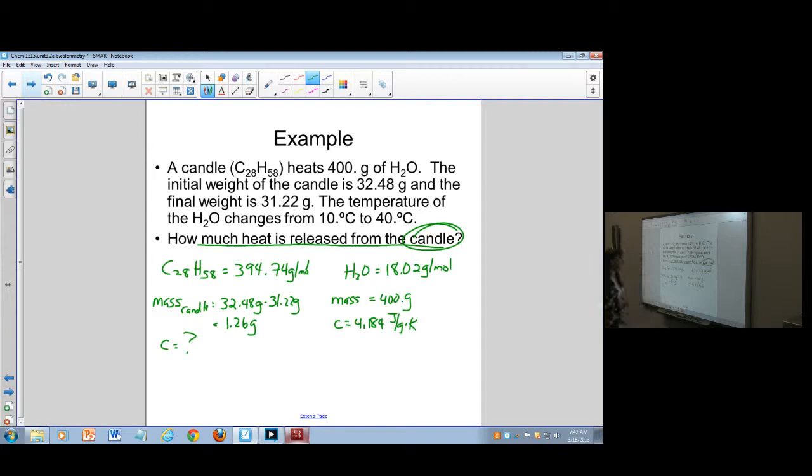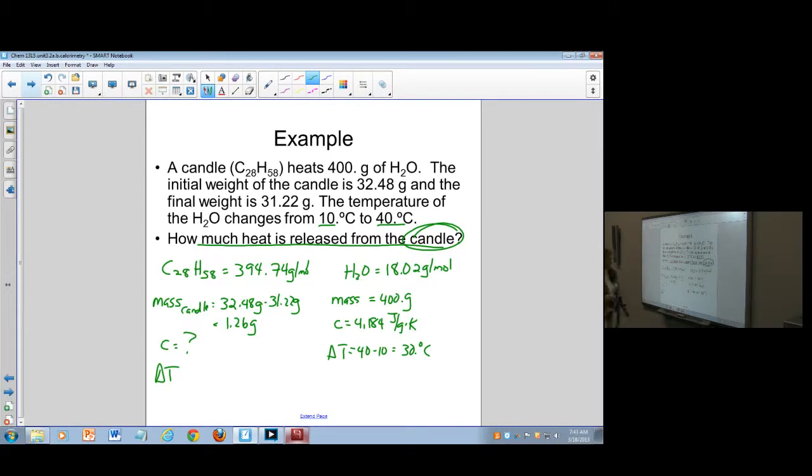We can find the change in temperature. Let's start with this one. The change in temperature for the water is going to be from 10 to 40 degrees. So 40 minus 10 gives us a 30-degree change, and that's a positive value.